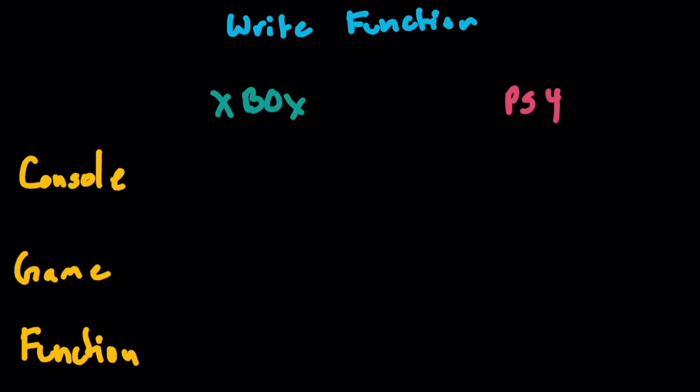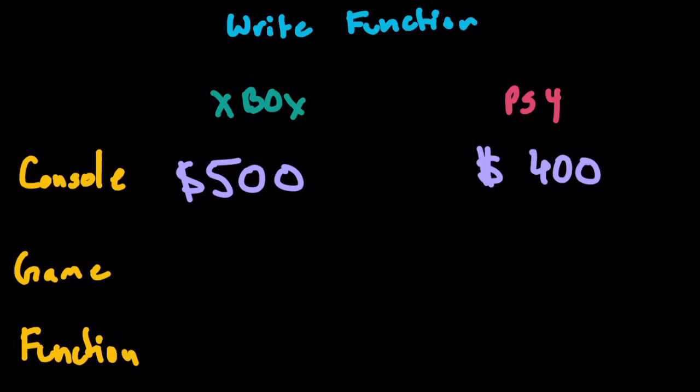So first I need to know the initial cost. So that would be $500 for the Xbox. These are numbers when they first came out, the Xbox One and the PS4. And the initial cost of the PS4 was $400. But then when it comes to games, the Xbox game costs $30 each, and the PS4 game costs $40 each.